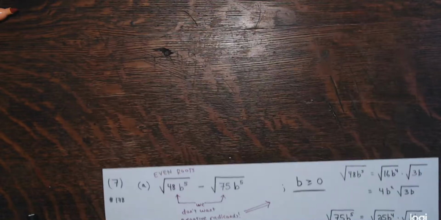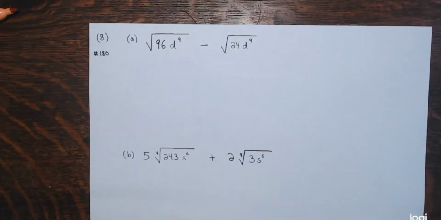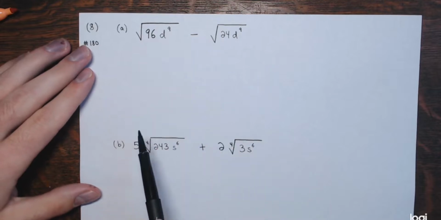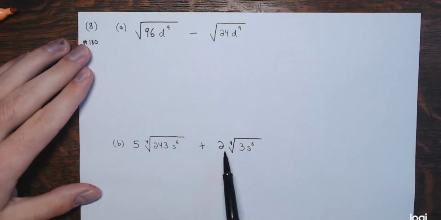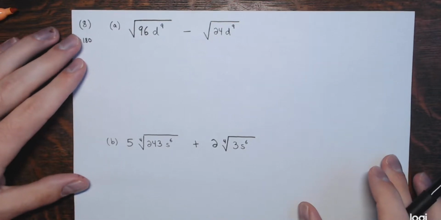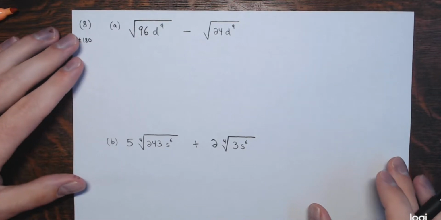Alright, so question 8. Same stuff, but this time both have even roots. Part A has square roots and part B has fourth roots. Alright. So we're going to have to really pay attention here.